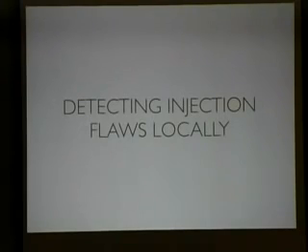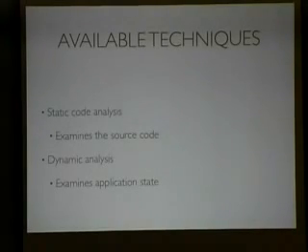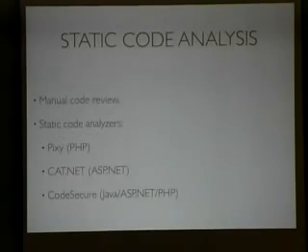Detecting injection flaws locally is much more interesting because it works across techniques. You have static and dynamic code analysis. Static code analysis looks at the source code: is there something that's known to be wrong in the source code? Dynamic analysis is about the application state: what is the current internal representation of the inputs and the outputs in the application? With static code analysis, the most basic technique is manual code review. You go line by line through the code and try to find places where something doesn't look right. You'll see an example of some code that simply doesn't look right, even though I used one of these tools to find it. And then you have static code analyzers.